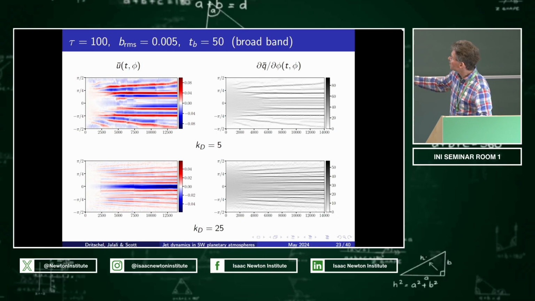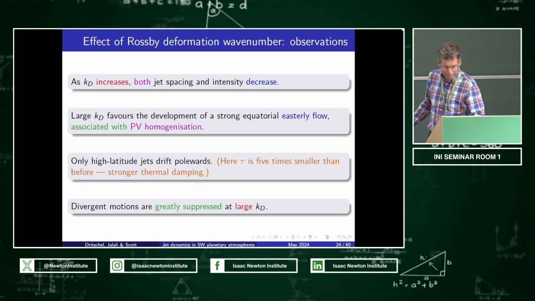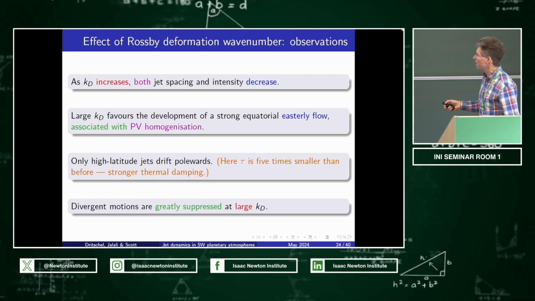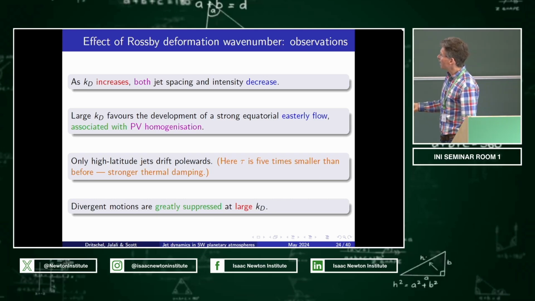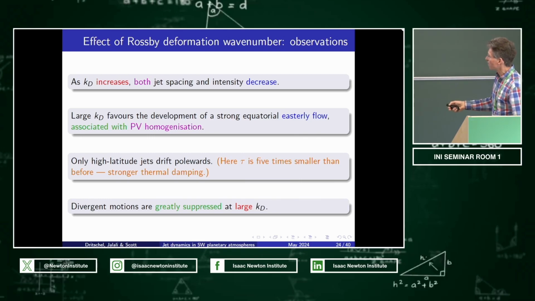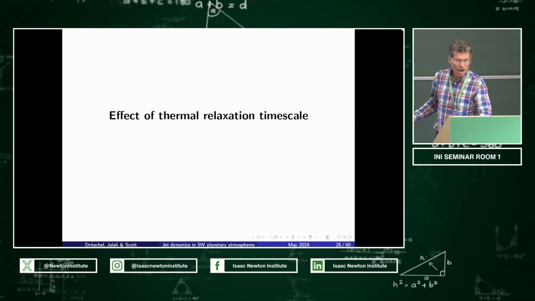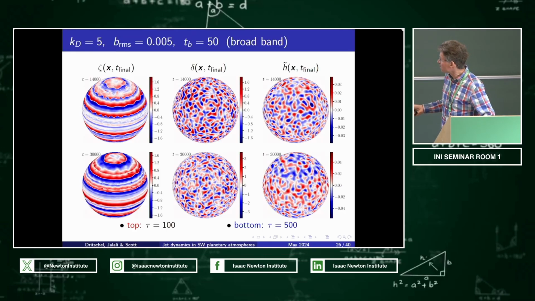The right-hand side shows the mean PV gradient in latitude, which probably better shows the sharp gradients developing here. Okay, so as KD increases, both jet spacing and intensity decrease, and large KD appears to favor the development of a strong equatorial easterly flow. It's seen in many simulations before. Only the high latitude jets drift polewards. There's some difference from the previous simulations, and divergent motions are greatly suppressed as you go to larger KD.